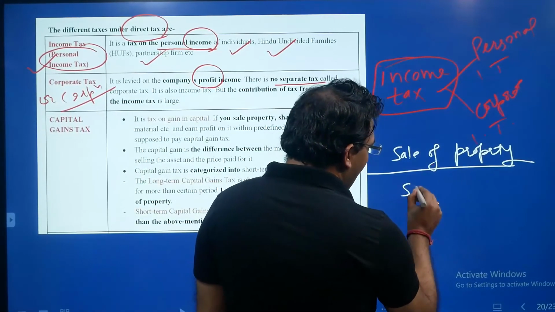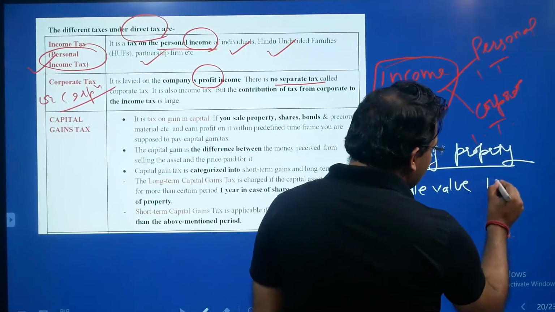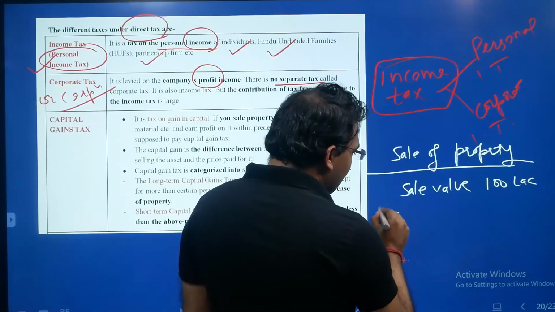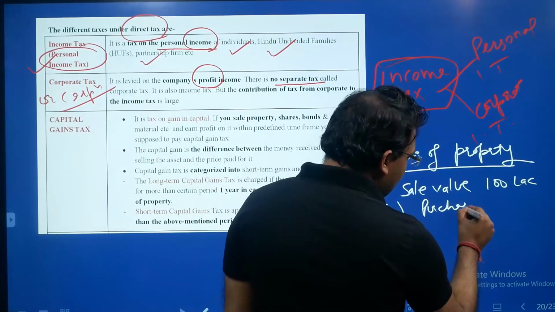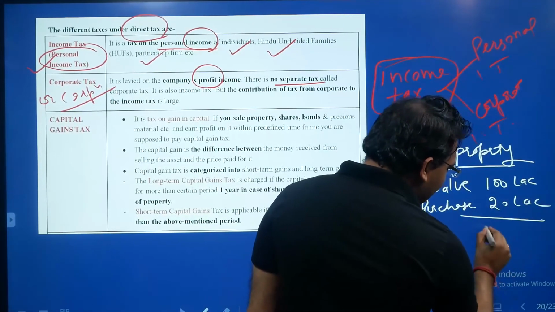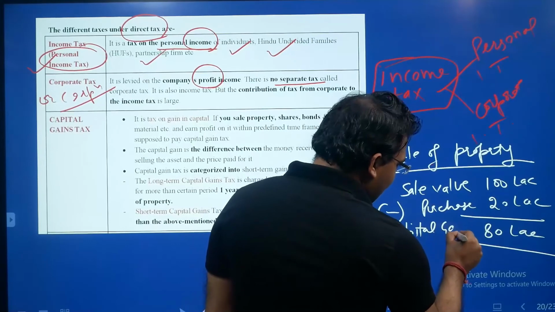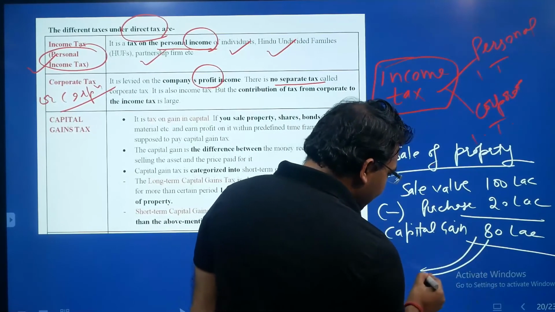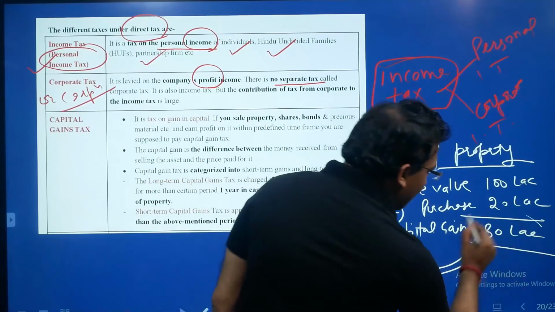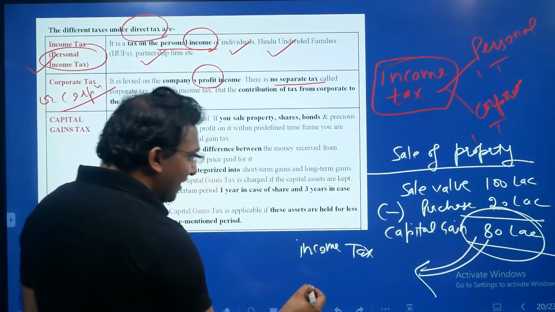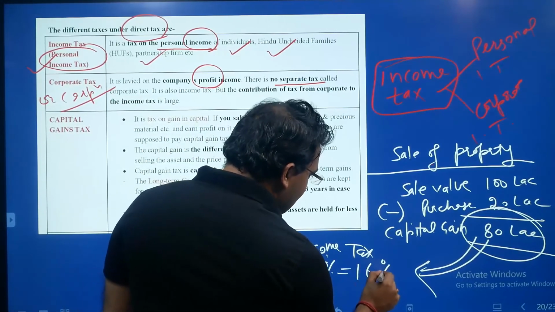So how do we calculate capital gain? Suppose we are selling a house. The sale value of the house is 1 crore, that is 100 lakh rupees, and we purchased this house originally at 20 lakh rupees. So this 80 lakh rupees is the capital gain, and on this 80 lakh rupees we will be levying the income tax, because this is the income of the person. This 80 lakh is the income on the sale of property. So we will be levying the income tax, suppose at the rate of 20%. So income tax on the sale of property comes to 16 lakh rupees.